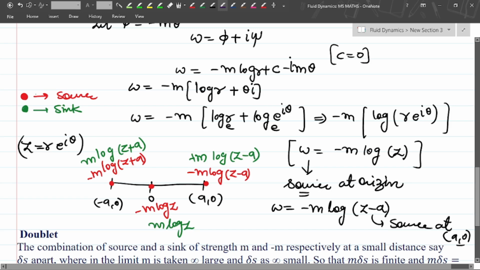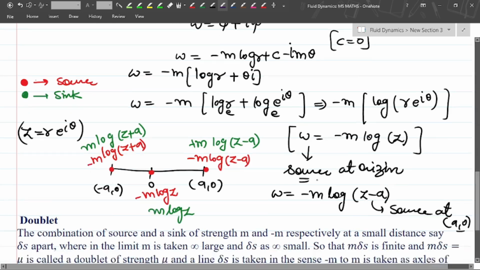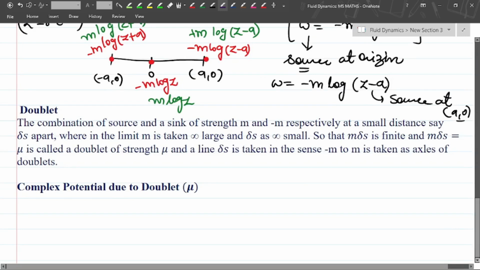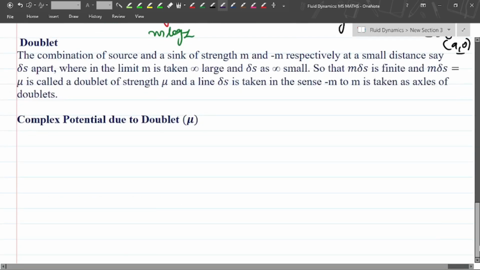Now come to the next topic, doublet. So what is the doublet? Doublet is nothing but the combination of the sink and source. Okay, doublet.